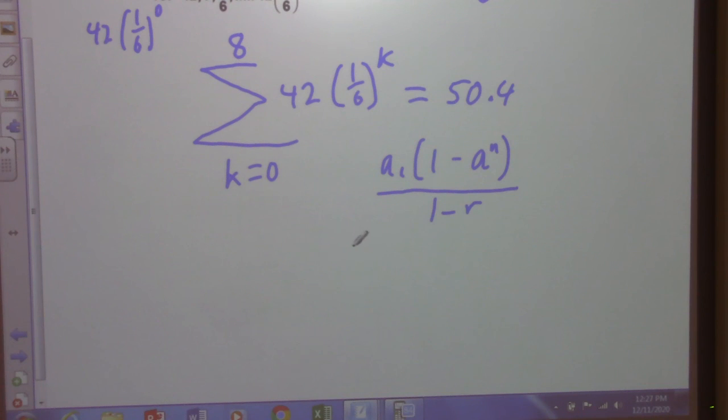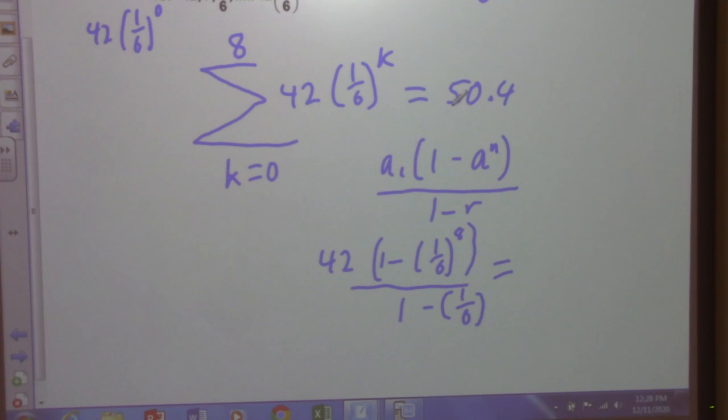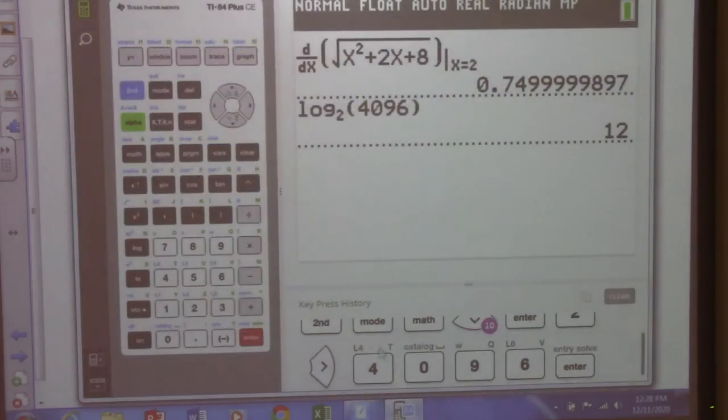So in this case, what we have here is our first term, which is 42. Then we have 1 minus 1/6 to the power of, and they give us 8, over 1 minus r, so it's 1 minus 1/6. And we put this in here, we should get this same answer here. At least it worked out last night when I did it in the video. Well, I hope it works out.